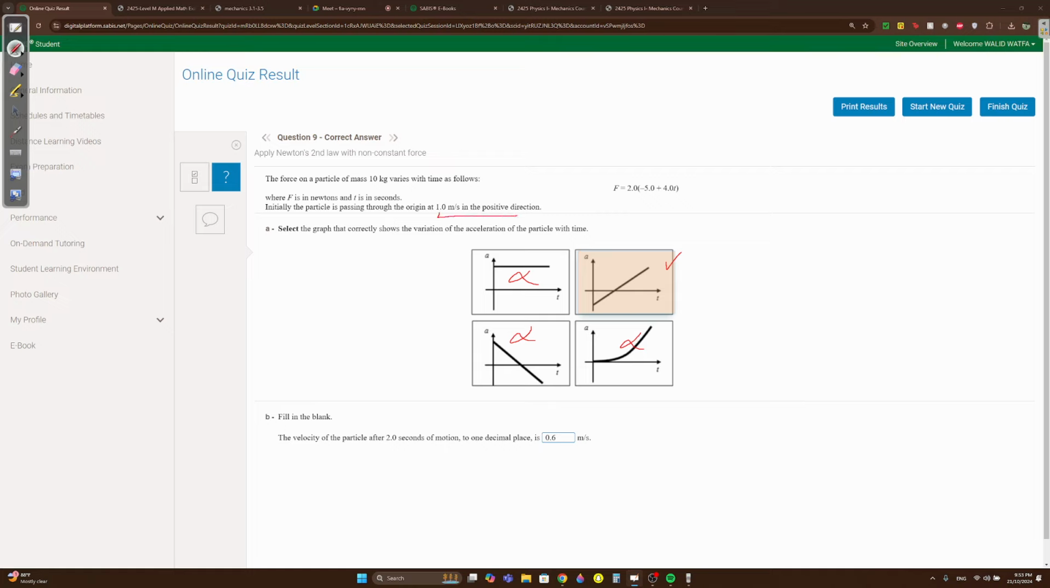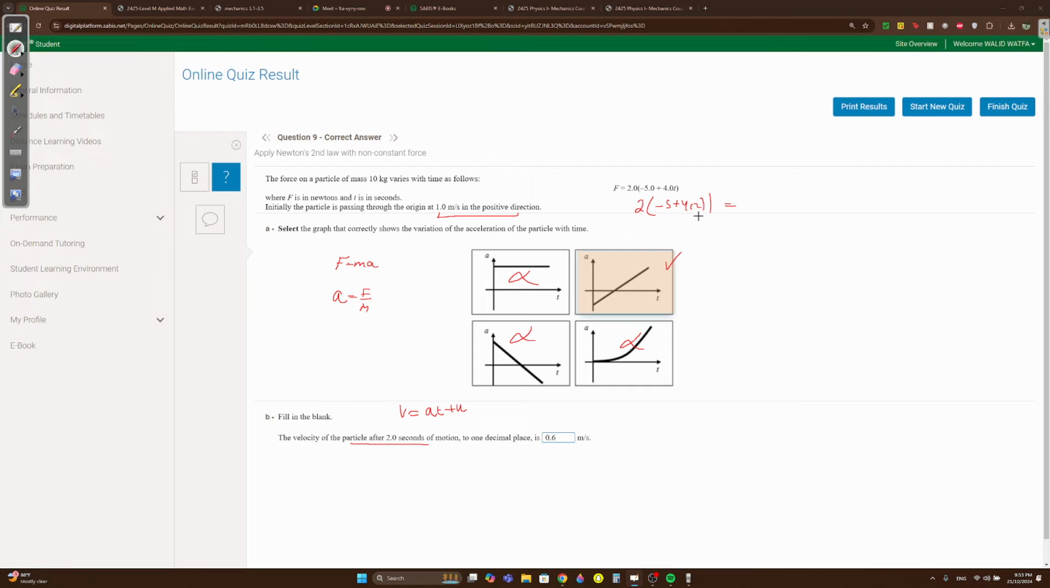I don't see why they gave this, maybe for part B. But let's see part B. The velocity after 2 seconds of motion to one decimal place is what? So they want it after 2 seconds. I guess you're gonna use the equation v equals at plus u. To find the acceleration, we use a is equal to f over m because f equals ma. So the force after 2 seconds, we just plug in 2: 2 times minus 5 plus 4 times 2.